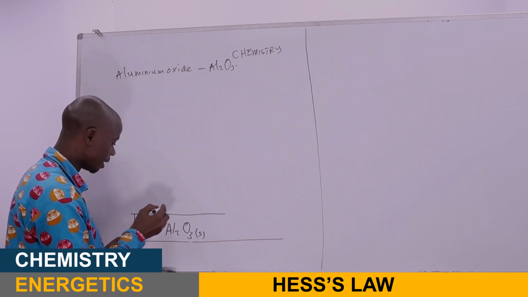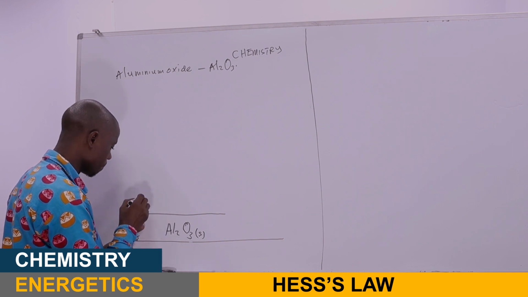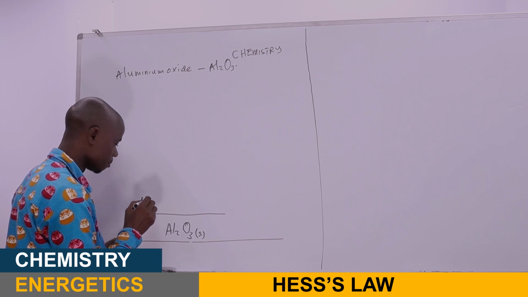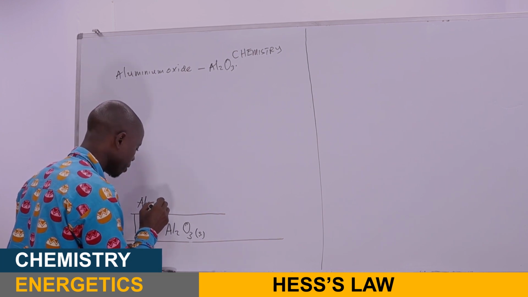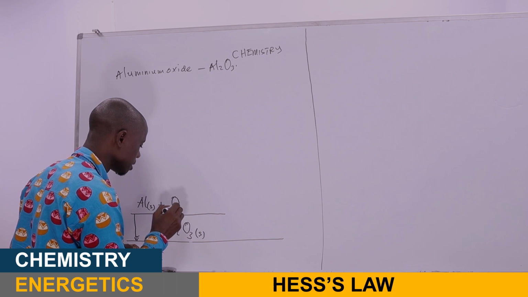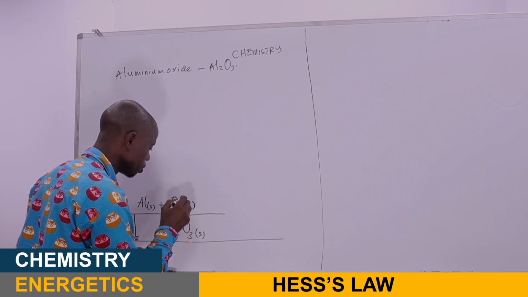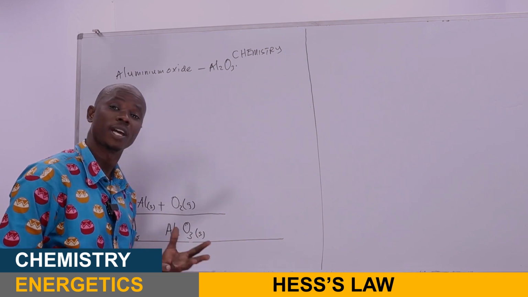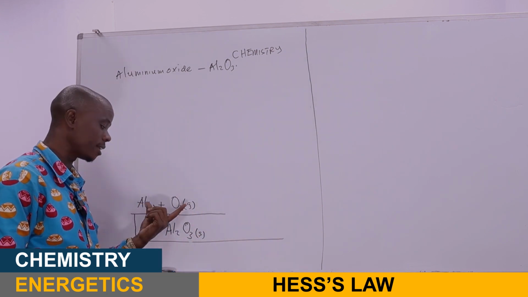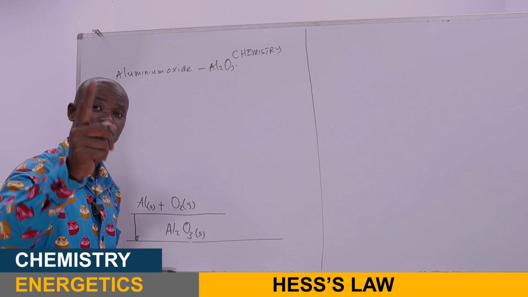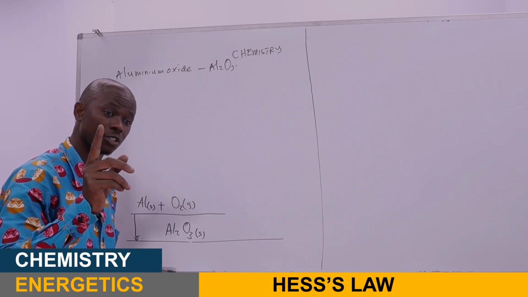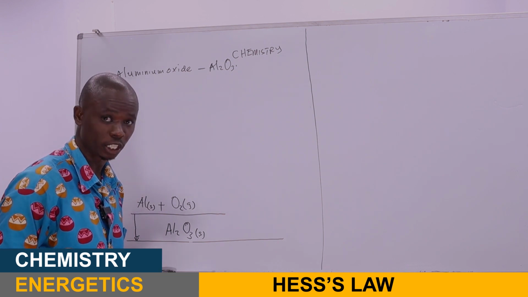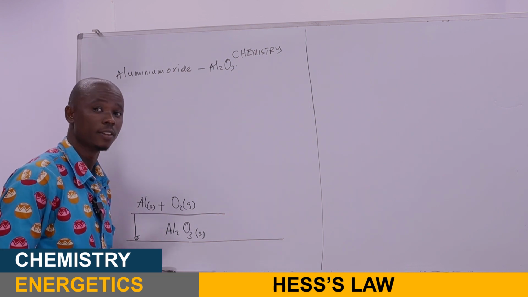That's why the arrow is pointing downward. So we write the elements which make this compound here. This is aluminum, you write solid here, followed by oxygen gas. Those are the two elements. Now, from there, you balance the equation because these are the reactants and this is the product. It is very important for you to balance. If you don't balance, you are going to get trouble when you make some calculation. So it is important for you to balance the equation.